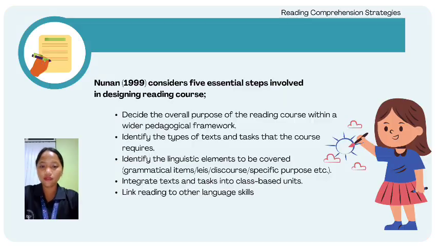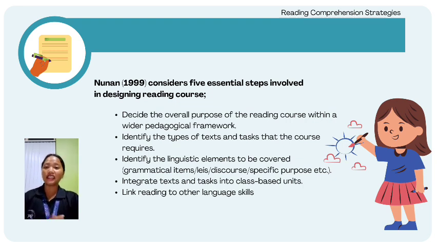The schema-based approach in reading emphasizes the role of prior knowledge in understanding text. It suggests that readers use their existing mental frameworks or schemas to interpret new information. These schemas are developed through past experiences, culture, and learning and are crucial in making sense of the text. According to Noonan, 1999, designing an effective reading course using schema theory involves 5 essential steps.